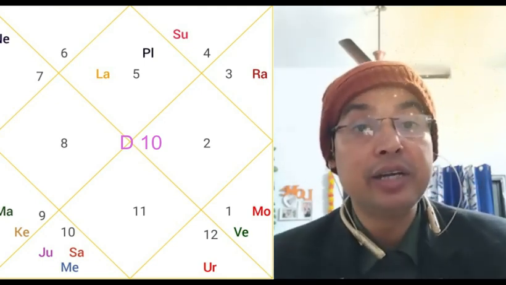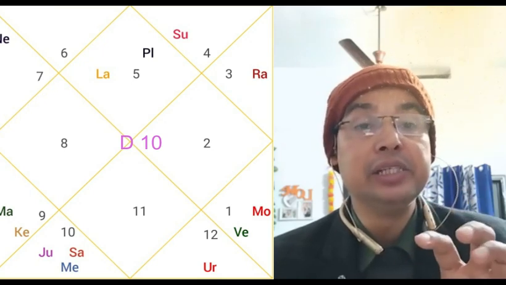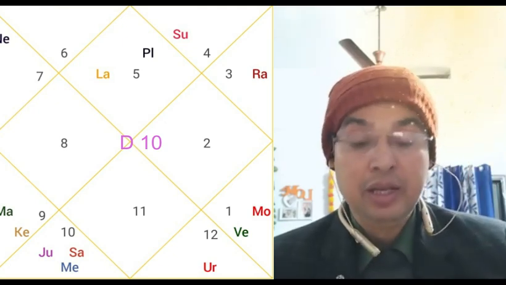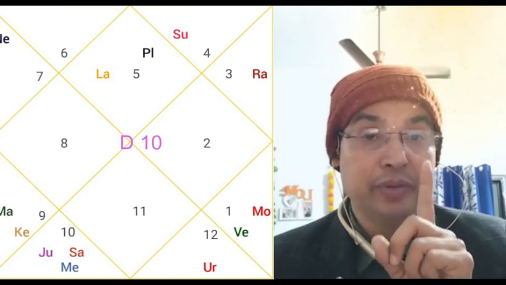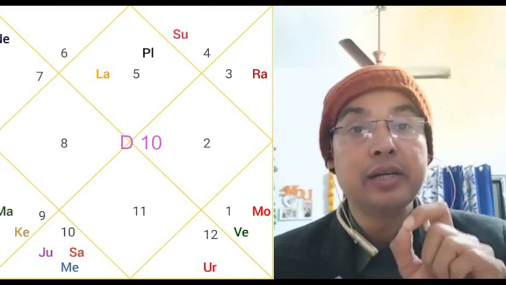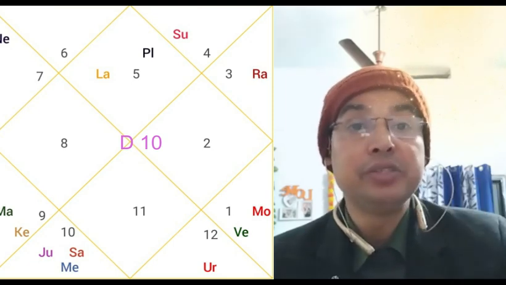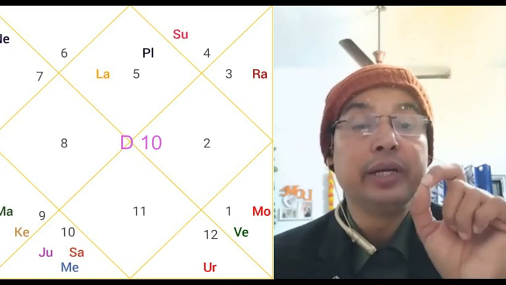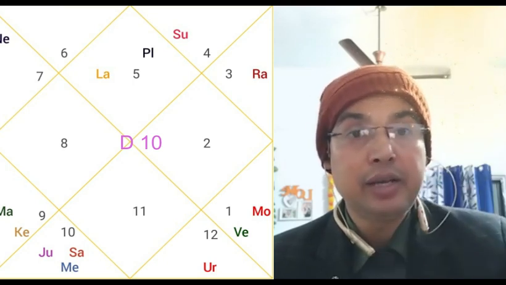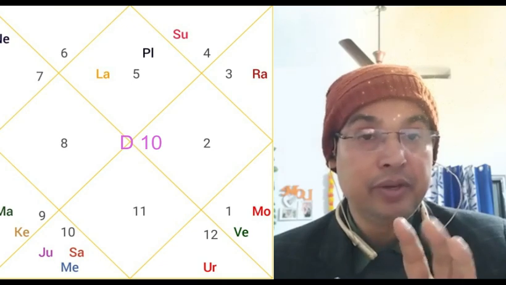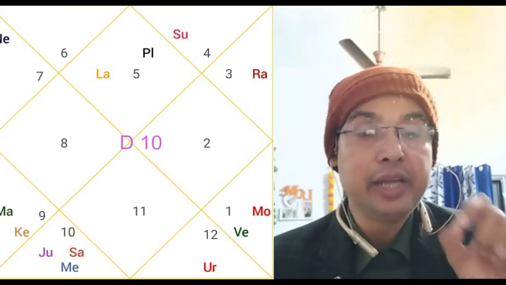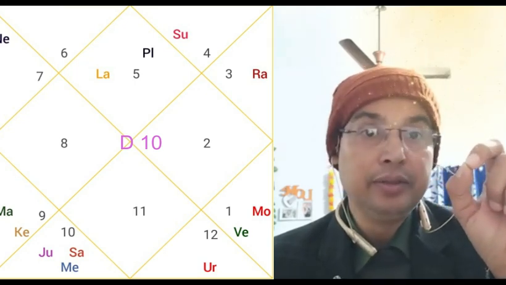Look how the D10 chart is again confirming the negative tendencies and the negativity that is going to dominate in his profession. First point, always remember the first point. Any work chart, when its ascendant is 6, 8, 12 from the D1 chart, it suggests problems related to that work chart. Suppose he is Virgo ascendant. For Virgo, the 6th sign is Aquarius, the 8th sign is Aries, and the 12th sign is Leo.